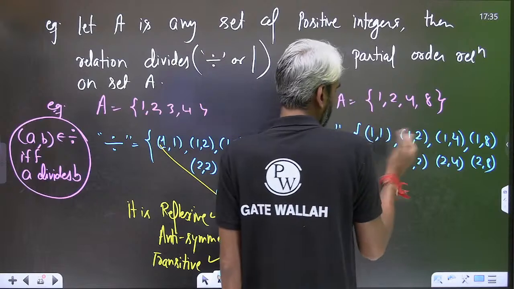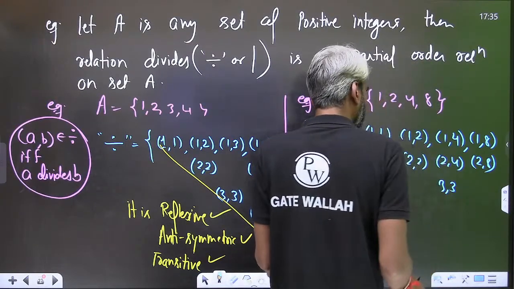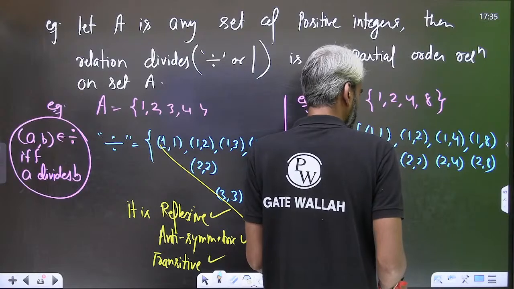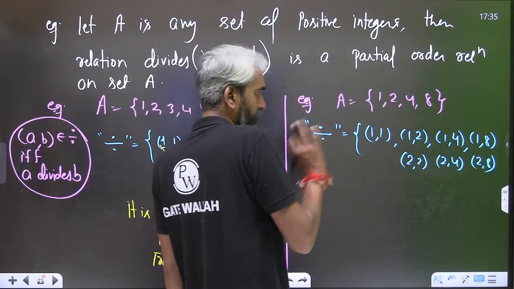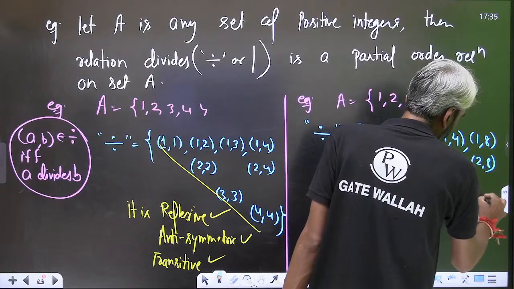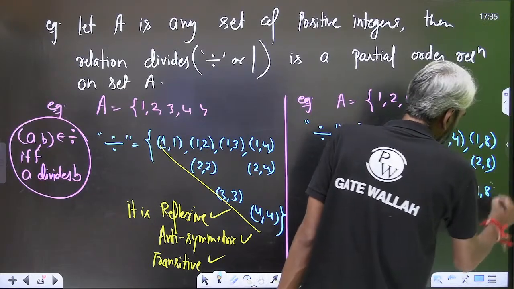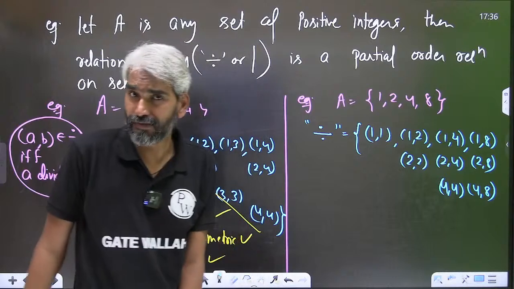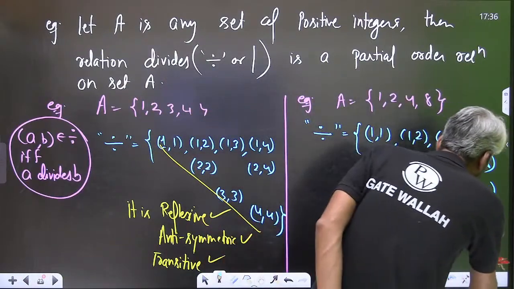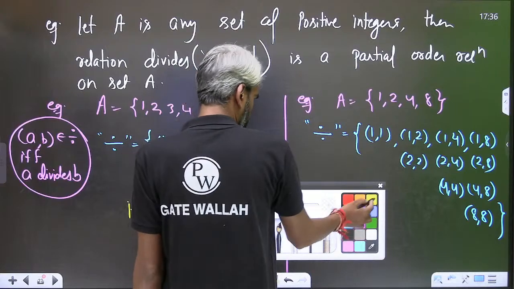Does 4 divide 1? No. 4 divides 2? No. 4 divides 4. Sir, 4 divides 8. Now, does 8 divide 1? No. 8 divides 2? No. 8 divides 4? No. 8 divides 8. Yeah, this is also the same thing.